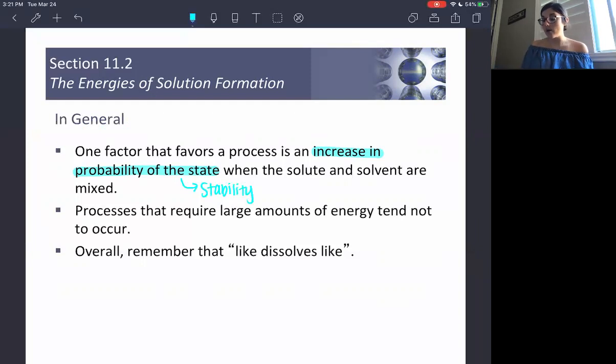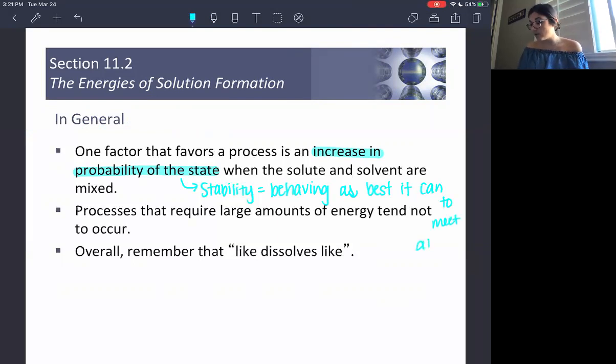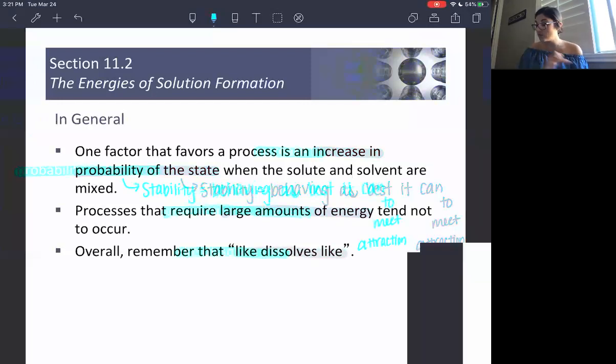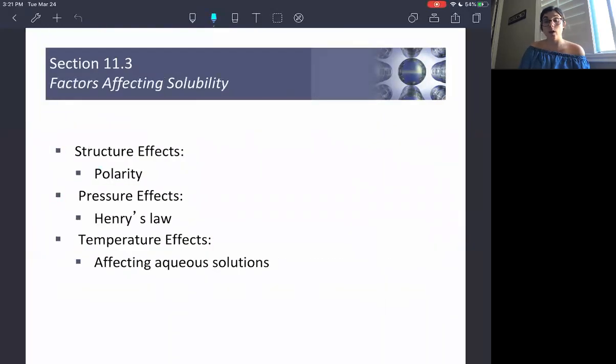So when you're talking about stability, it just really means that everything is behaving as best it can to follow attractions or to meet attractions. So processes that require large amounts of energy, once again, you're trying to overcome nature, don't occur. So our simple phrase that we're going to say over and over again is like dissolves like. So there's a lot of things that affect whether or not one thing will dissolve in another.